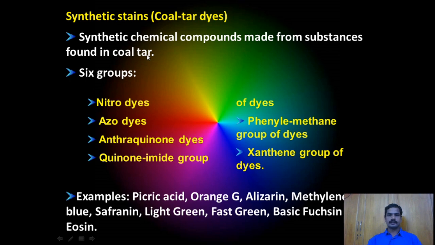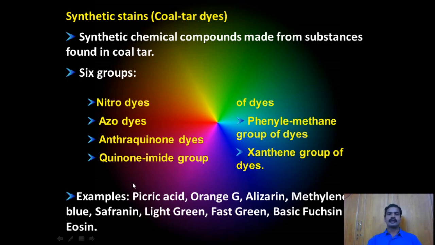Then the second category of stains based on the source is synthetic stains, otherwise known as coal tar dyes. They are synthetic chemical compounds made from substances found in coal tar. Coal tar is a byproduct of petroleum, and there are 6 groups of synthetic stains: nitro dyes, azo dyes, anthraquinone dyes, quinone imide group of dyes, phenyl methane group of dyes, xanthene group of dyes.